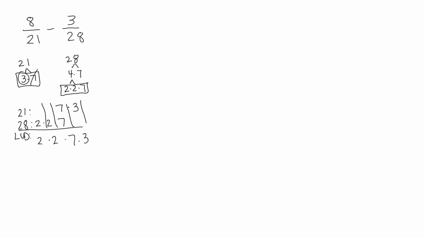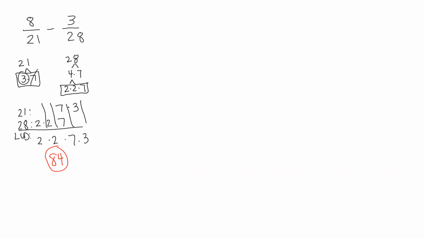All right. Now the value of each column, I multiply those out, and that gives me my LCD. So 3 times 7 is 21. 21 times 2 is 42. 42 times 2 is 84. So my least common denominator is 84. Remember, this is the smallest number that 21 and 28 would divide into evenly. Okay. So we need to go and rewrite our original fractions.